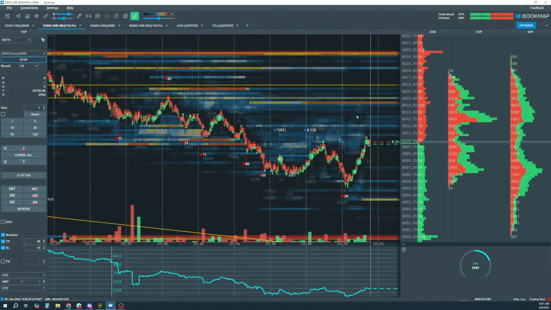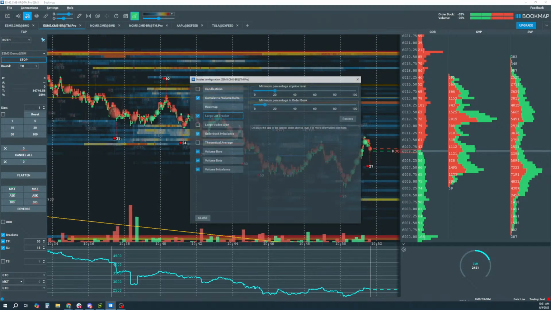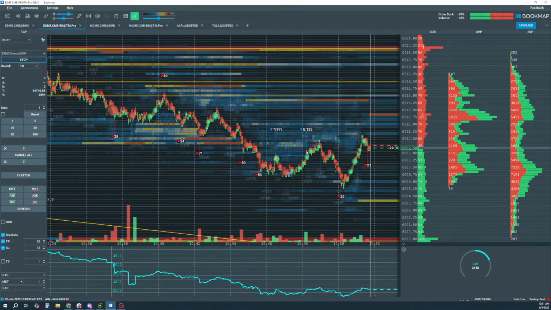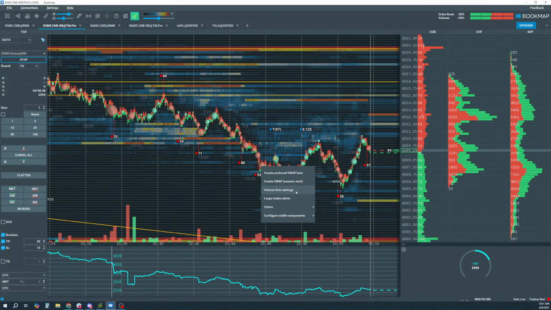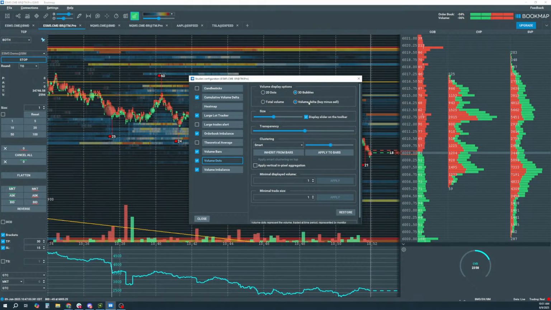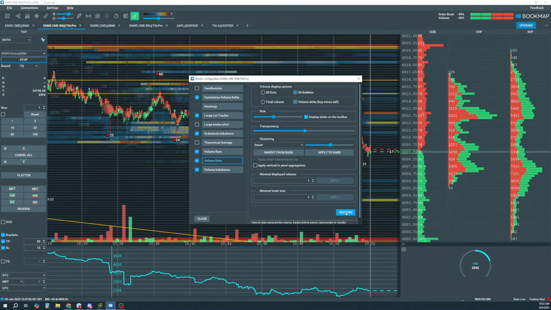What are my settings in here, Nuke? Yeah, let's go to it. You'll find it under studies configuration, and then click on volume dots, or you can just right click on the volume dot itself. That'll take you to the same place, and then go to volume dot settings. Okay, these are it. I think it's just total default here. Let me just click on restore. Yeah, it's the default setting.